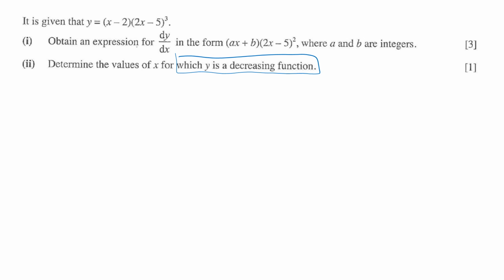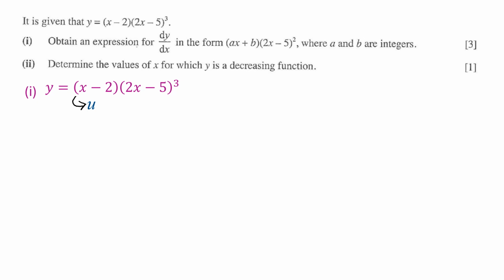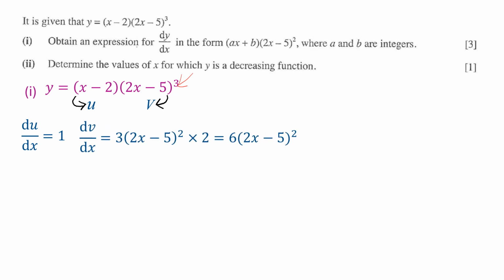And if you look at part I, all right, what you're given is x minus 2 multiplied with bracket 2x minus 5 to the power 3. So in this case here, we will be using the product rule. Where we let x minus 2 be u, bracket 2x minus 5 to the power 3 be v. Let's find our du over dx, which is 1. dv over dx is, I hope you remember your chain rule. You will have to bring the 3 to the front.